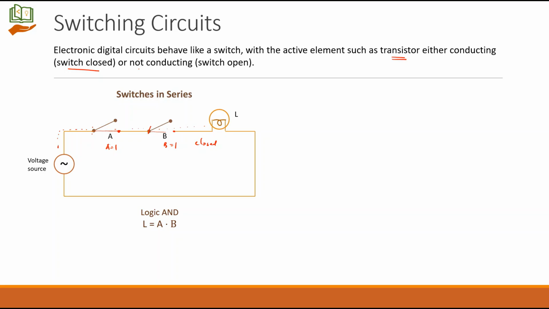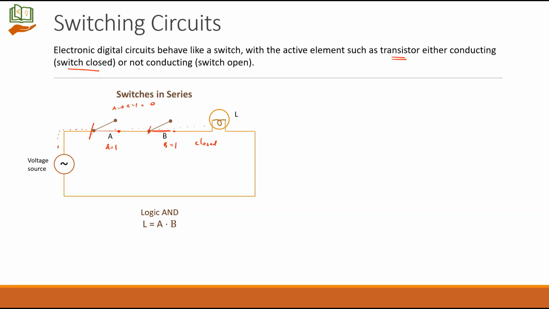Imagine A is going to have 0. The electricity will stop here. So when A is equal to 0 and B is equal to 1, even if this particular circuit is closed, when A is open, the electricity will not be conducted. That's why we have 0 ultimately.